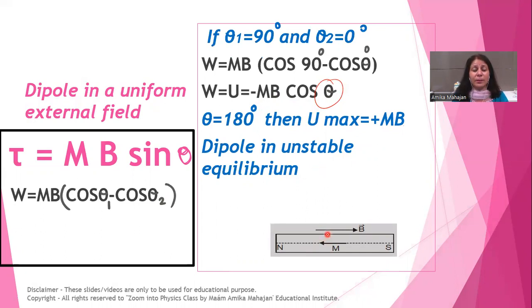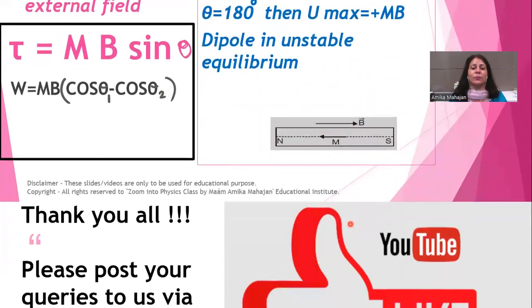What is the meaning of unstable equilibrium? That I have to place the dipole, or you can say bar magnet, in the field in such a way that the magnetic dipole moment and field are opposite to each other, so that the angle is 180 degree.